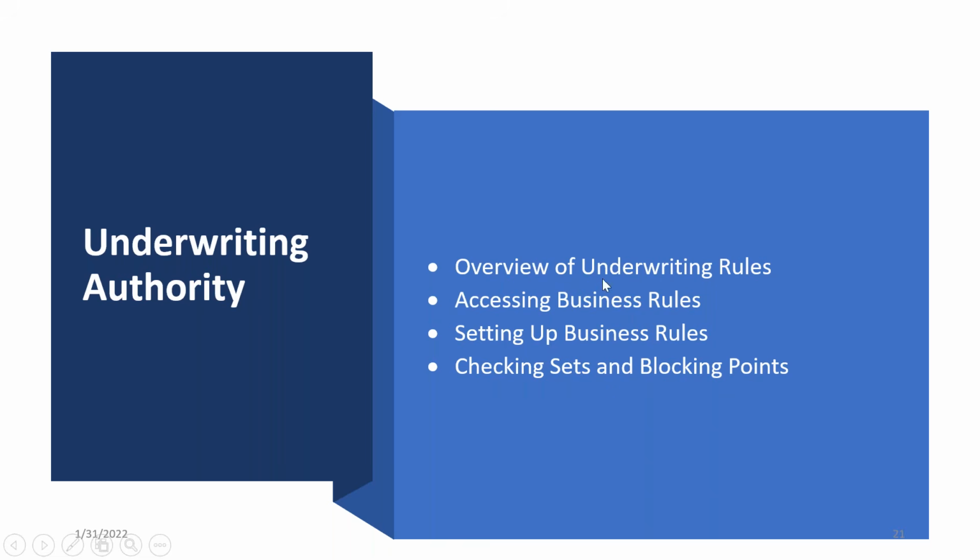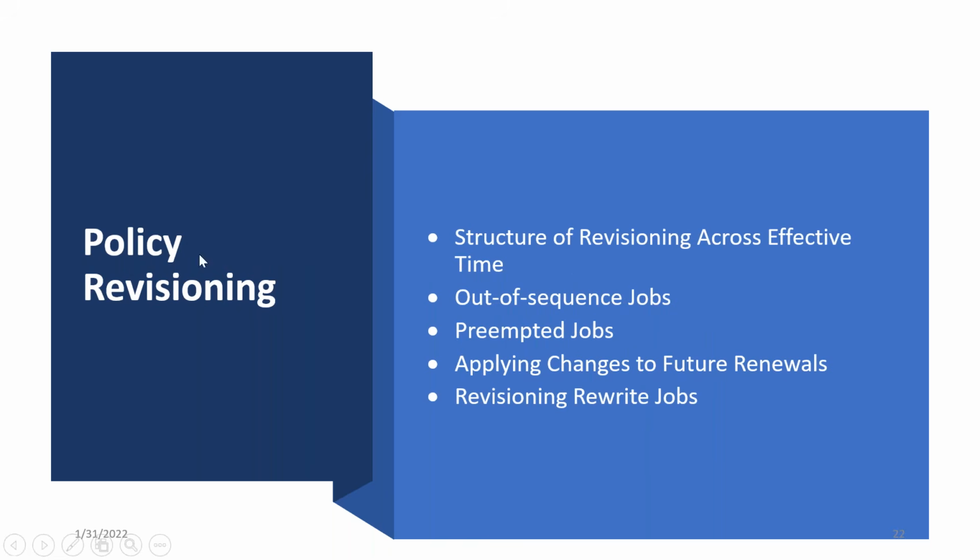So these rules are basically written for underwriters, but business analysts help them write these rules. The rule configuration is mostly done by business analysts, but a developer can also do that. Policy revisioning, we will learn here. I think these things are already there. I mean, this preemption we will see.